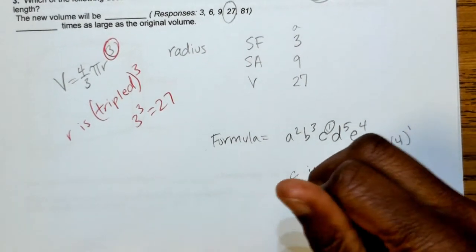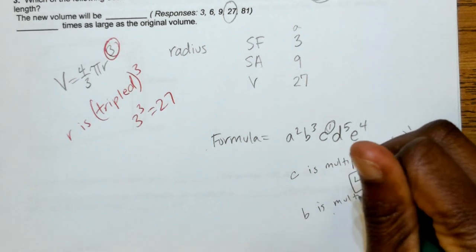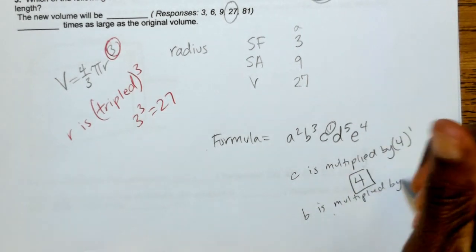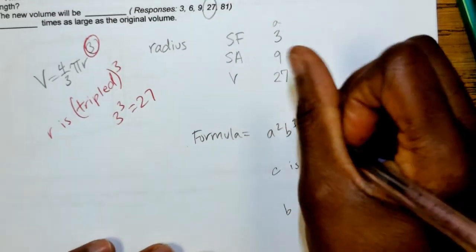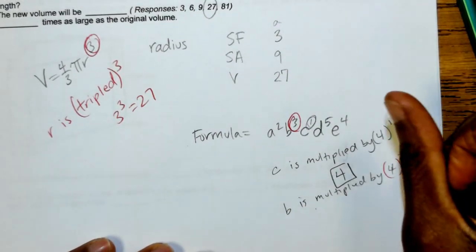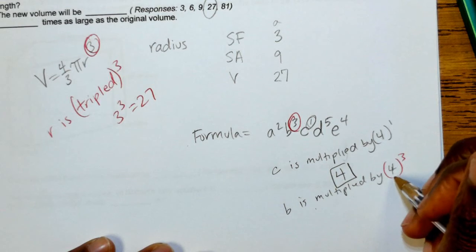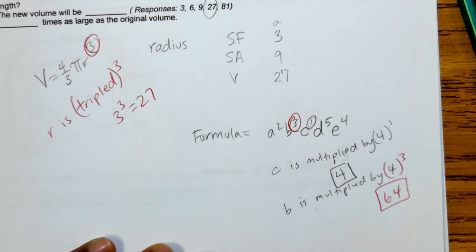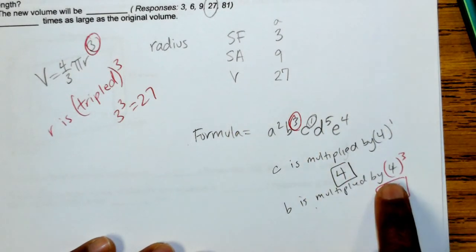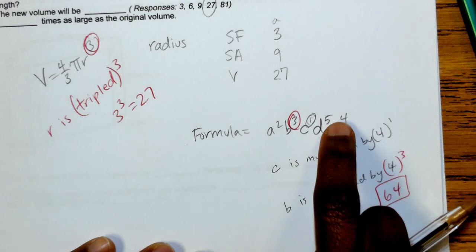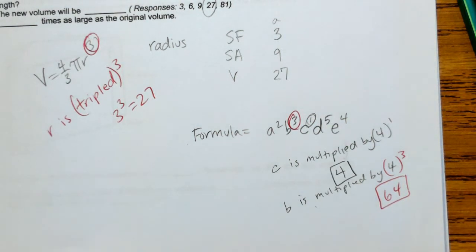If they said b is multiplied by 4 instead of c, in the formula b is cubed. So that means you would cube the effect, and it would be 4 times 4 times 4, which is 64 times bigger. So depending on what the exponent is in the formula, that's what happens to the effect. It's tripled or cubed or multiplied by itself 5 times. So that's how you can tell what's happening to the effect.